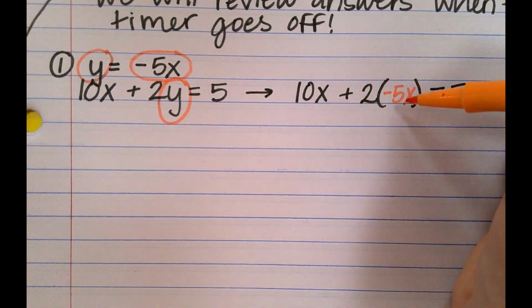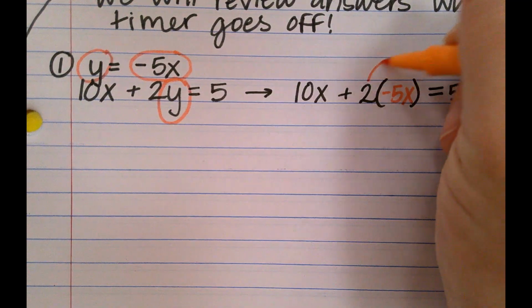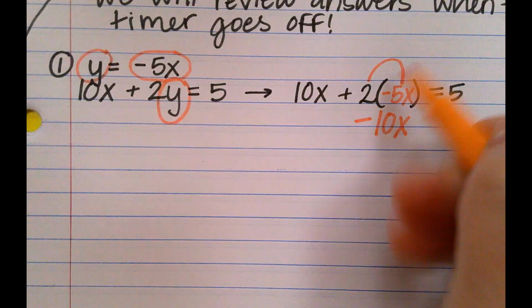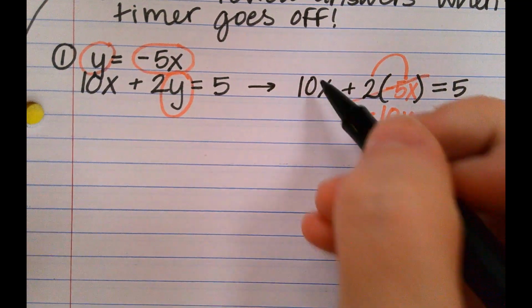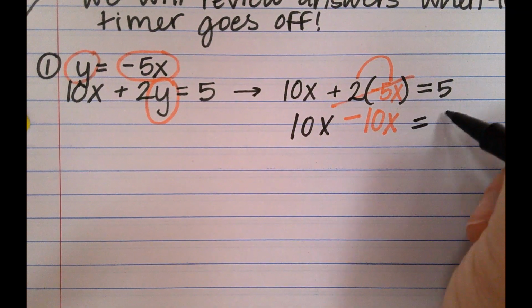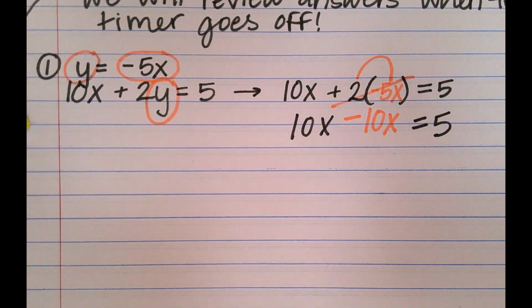We have 2 times negative 5x. That's going to give me negative 10x. I'll cross that out. I'll bring down my 10x. Equals 5. 10x minus 10x equals 5. What do I do next? Subtract 10x from 10x, which would be x, so x equals 5. Ooh, you're very close. x equals 0.